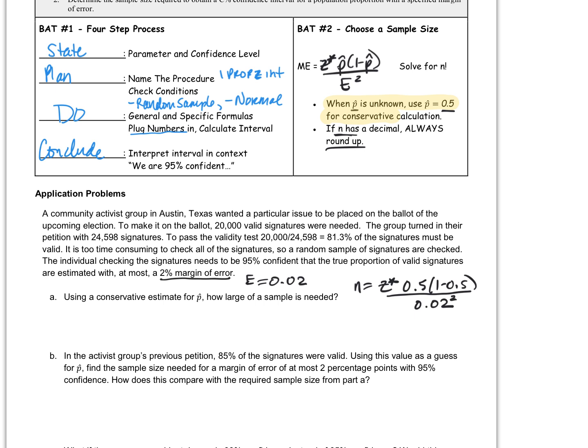All right, 1.96. So let's come over here and plug that in. 1.96 times 0.5 times 0.5 divided by 0.02 squared. All right, let's put this in the calculator. Is it supposed to be squared on the formula chart and I just didn't write it down? Yeah. It is? Okay, I knew something was up. So it's z star squared. Sorry about that.